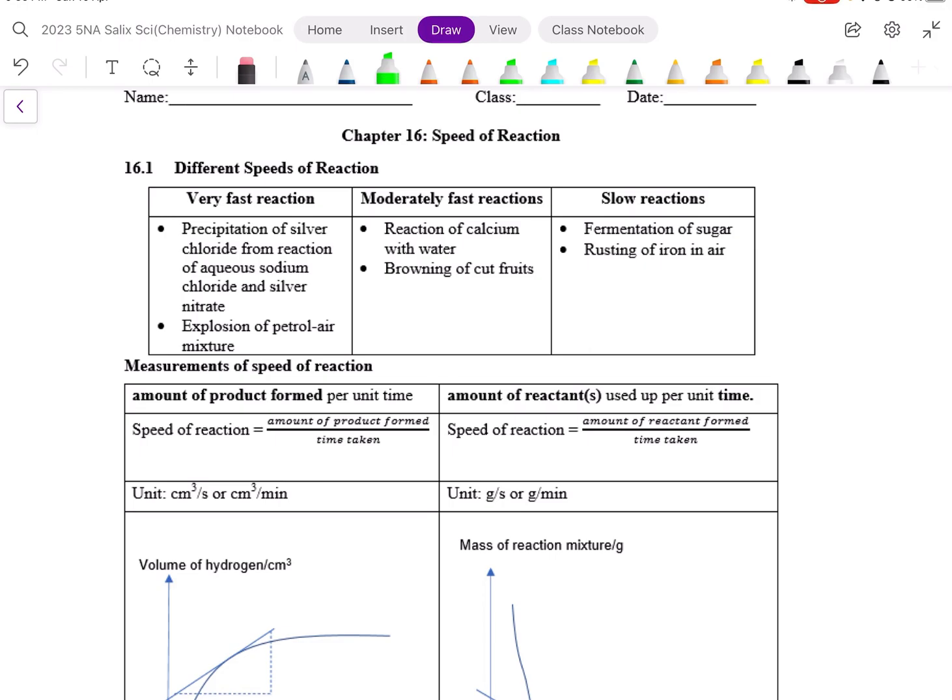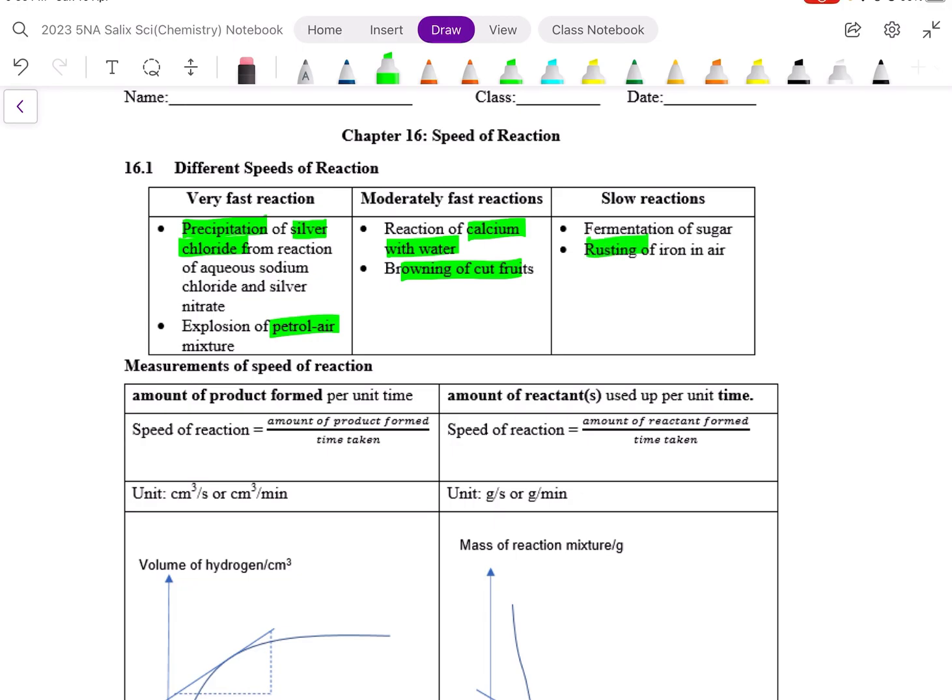For example, the precipitation of silver chloride is very fast, instant. Or otherwise combustion of petrol and oxygen. Considered moderately fast are things like calcium and water, or even browning of cut fruits. A slow reaction would be like rusting.